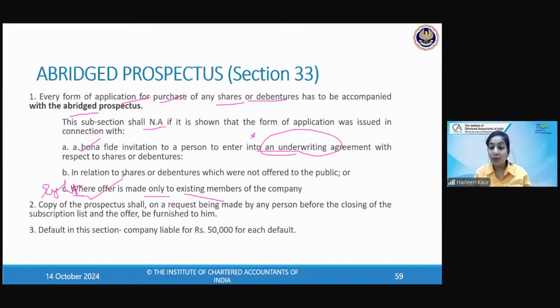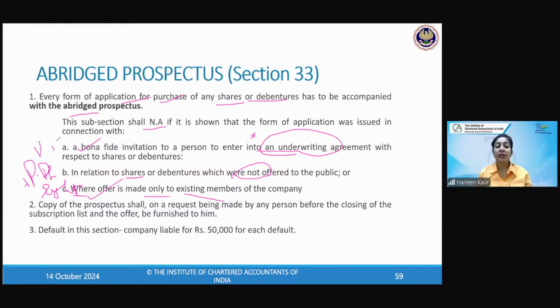So they already know about your company. Now, why will you issue a prospectus to them? If the existing debenture holders or existing shareholders to whom you are giving the offer, then there is no need of abridged prospectus. When the shares and debentures are not offered to the public, meaning you're doing a private placement, in case of private placement, you don't have to issue the abridged prospectus.